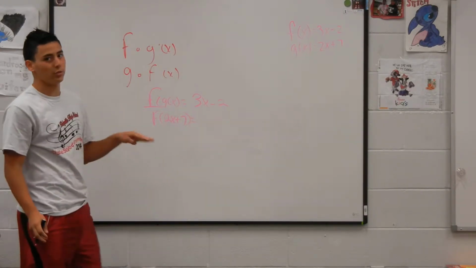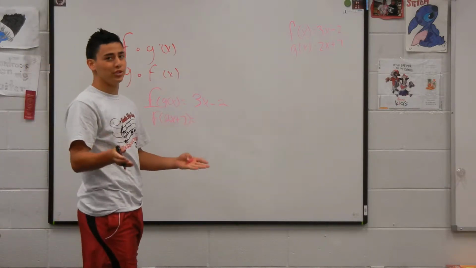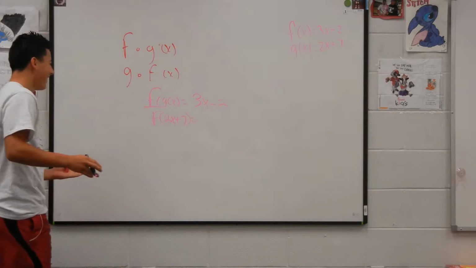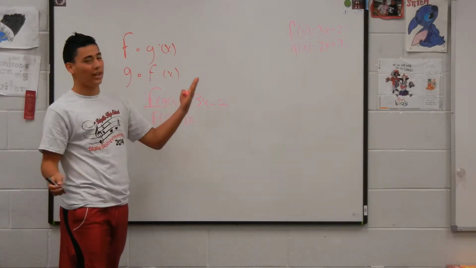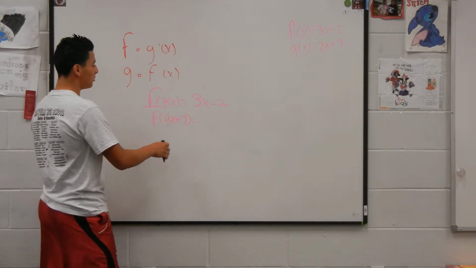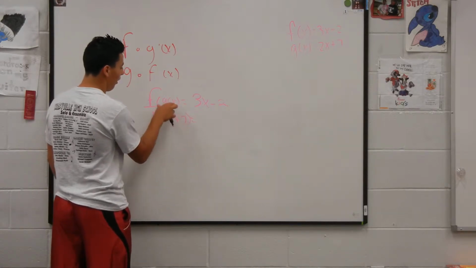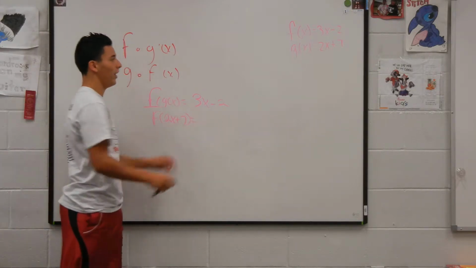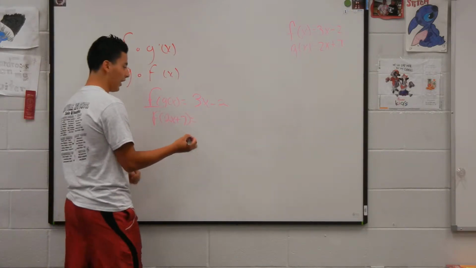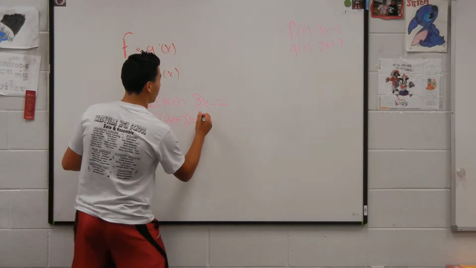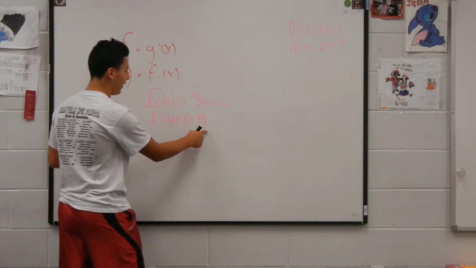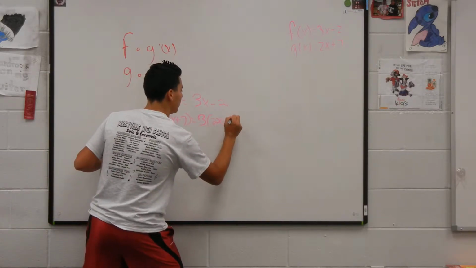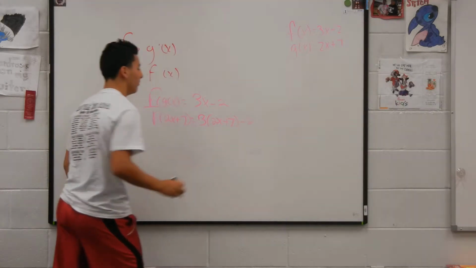Equals, and then this is what I like to call double substitution. Like in baseball? No, not like in baseball. Double substitution is when, like for fog, you substitute the g of x for this one time, and then the second time over here for the f of x. Now let's solve. 3, and then write this in, 2x plus 7 minus 2.